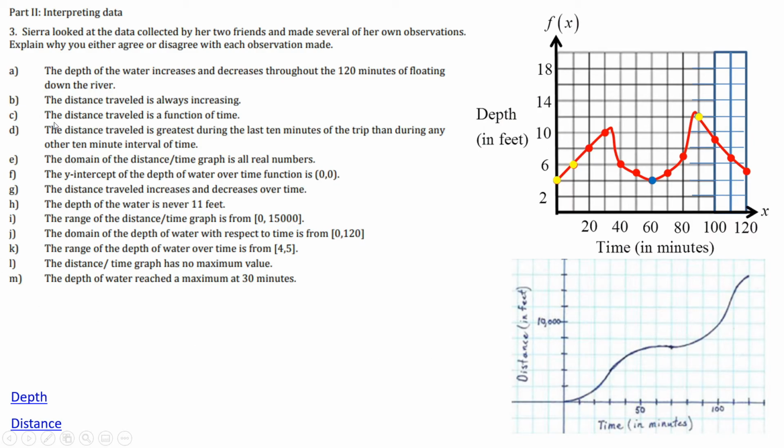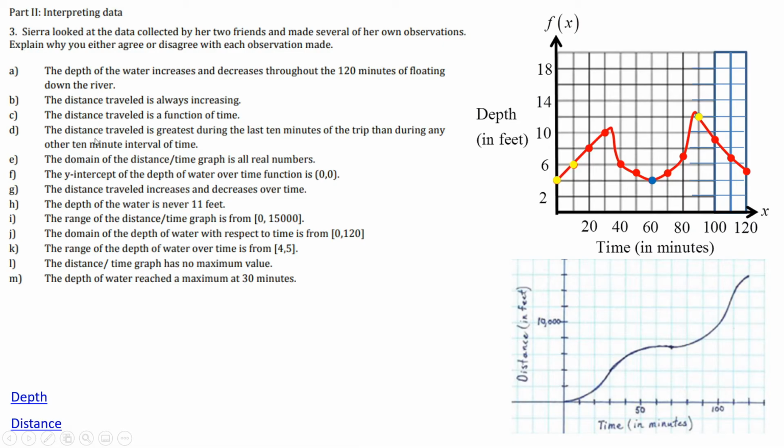C, the distance traveled is a function of time. So, okay, well, yeah, look at how the graph is labeled. This is a distance on the vertical axis, so this measures distance traveled, and this is a function of time because time is on the horizontal axis right there. And this is also a function because it passes the vertical line test. So, Sierra, you are 3 for 3. Great job for somebody just learning this material.